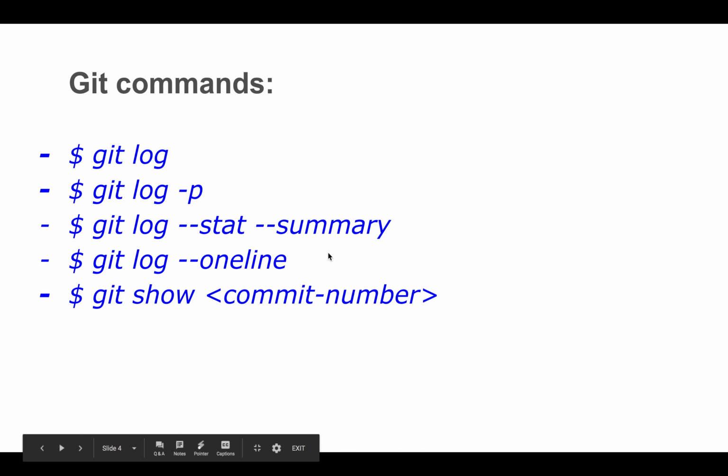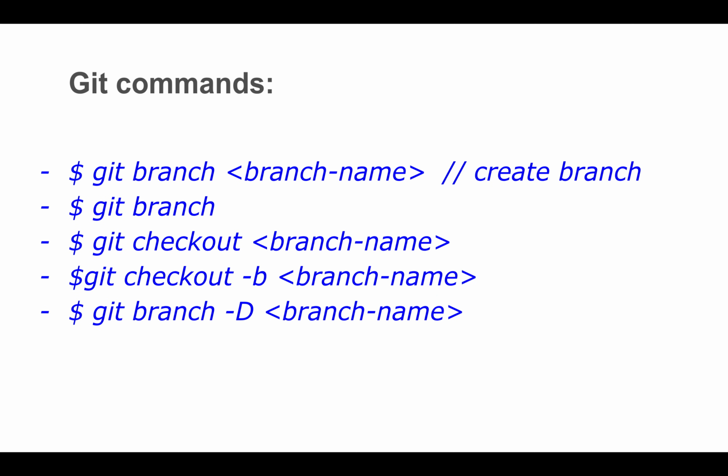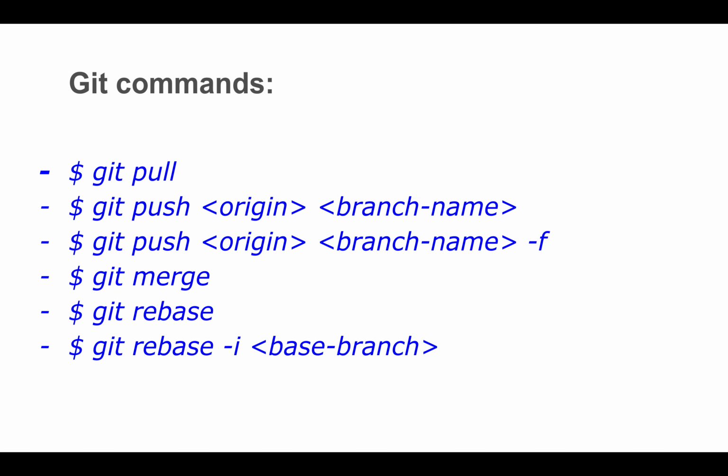So we did git log and git show with a commit number, which will show what is in your commits. Then we also saw how we are creating a branch and how we are switching branches. We didn't do git branch -d; today we will do that. Git pull and push we have seen. Now the starting points for today will be git merge and git rebase.